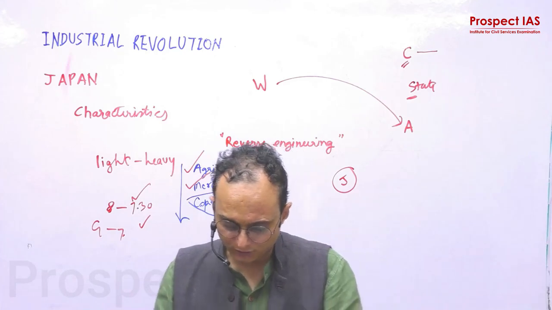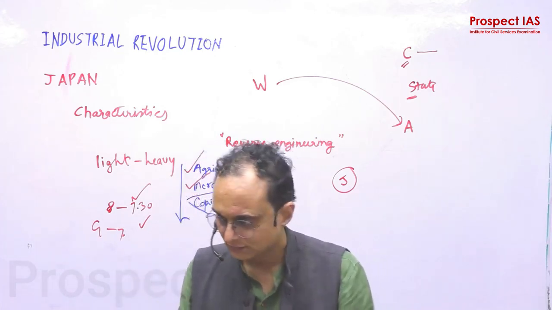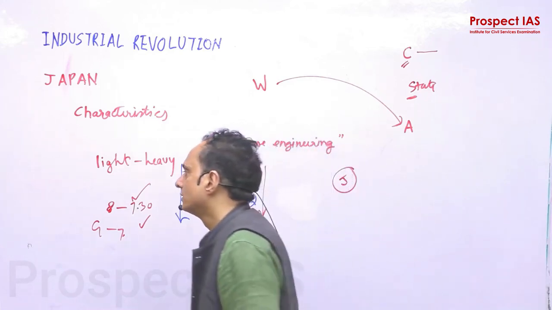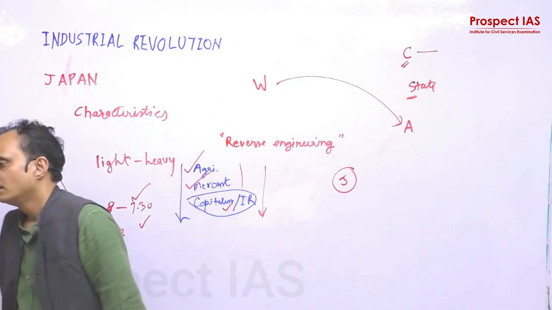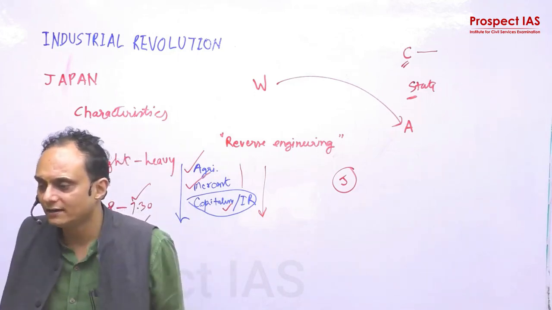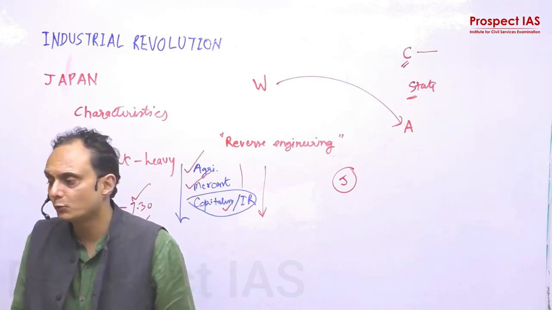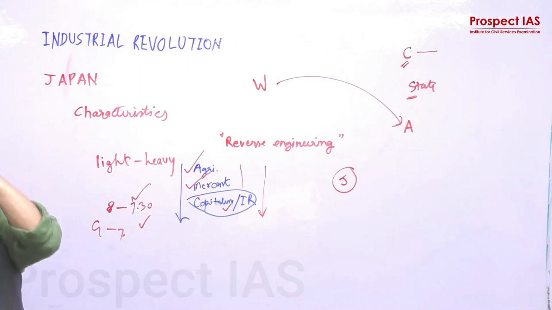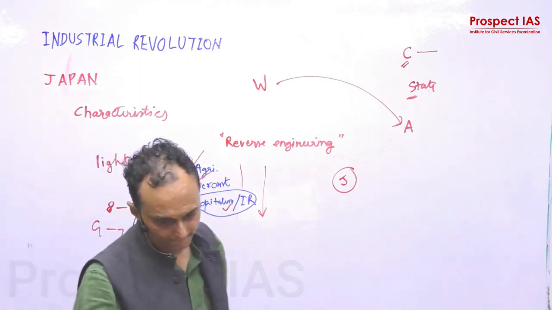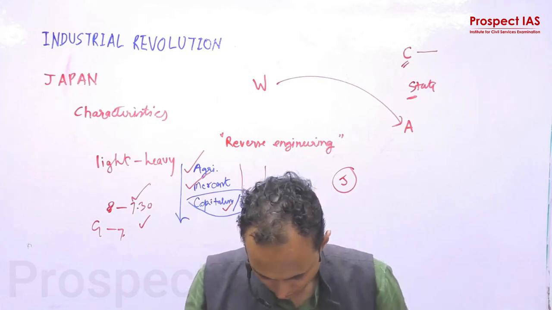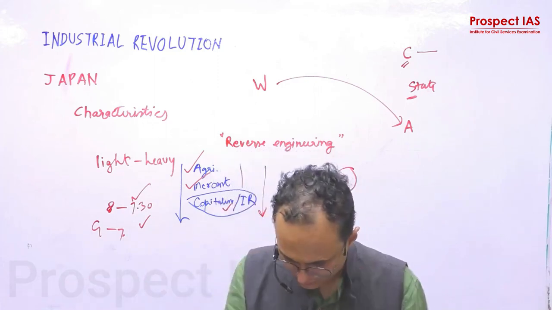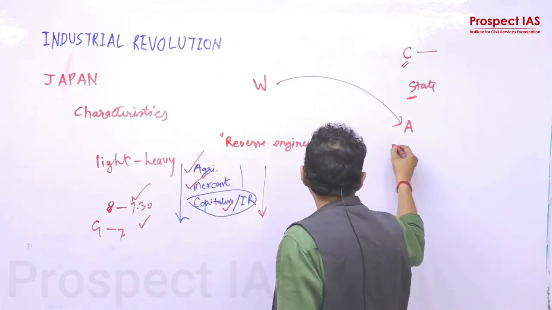Less profit motive. Industrialization was regarded as a national project. And that was the impact of Confucian thought.